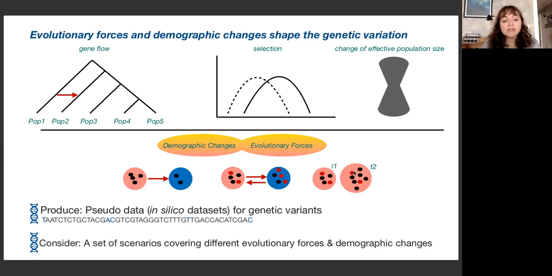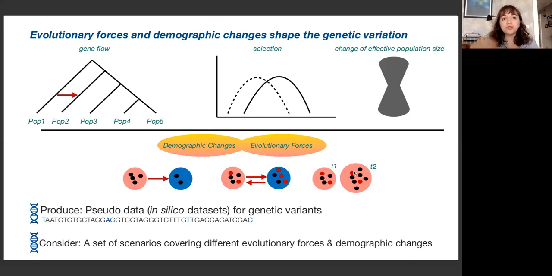And while producing the in silico genetic data sets, we consider a set of scenarios that cover different evolutionary forces and different demographic changes. So even if we have real genetic data by sequencing ancient and modern genomes, the simulations are good in terms of providing a perfect environment. Maybe we should not call it perfect, but you generate genetic data under conditions that you know. So you generate migration, and then under this migration model, you see what kind of genetic variation pattern arises.